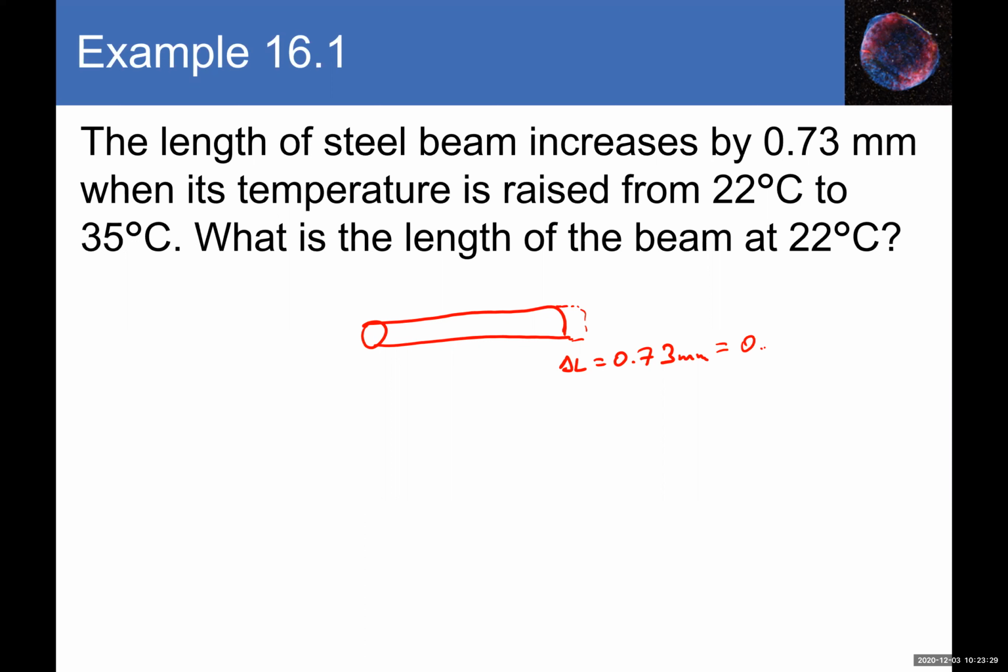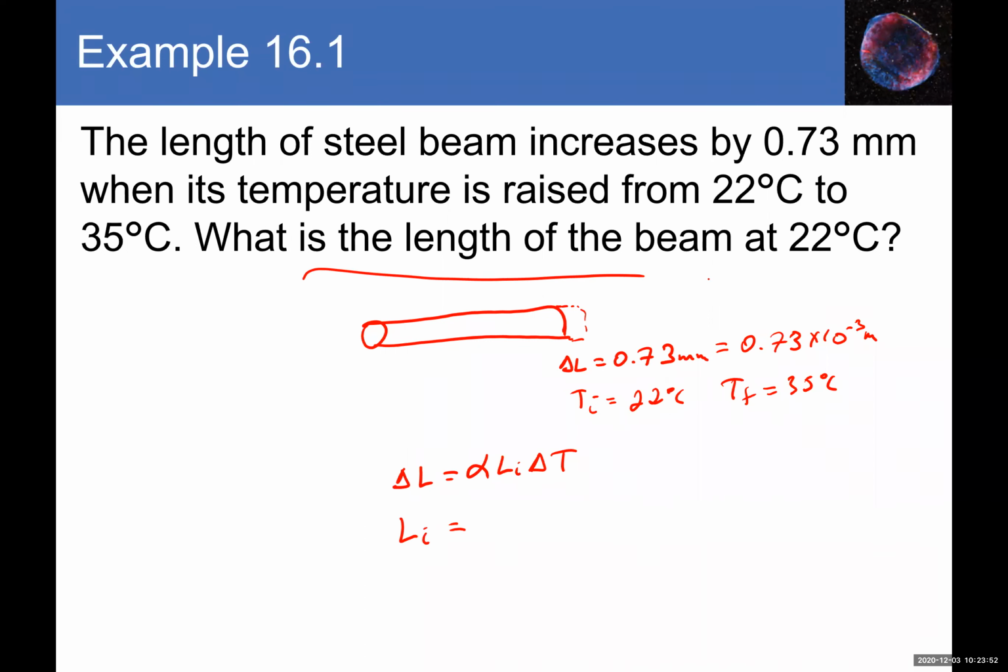So we need to convert this to meters, so times 10 to the negative 3 meters. We're given that the initial temperature is 22 degrees Celsius and the final temperature is 35 degrees Celsius. The equation that we have here is delta L equals alpha times L initial times delta T. And what we want to find is L initial, the original length of the beam, which is delta L divided by the coefficient of linear expansion times delta T.